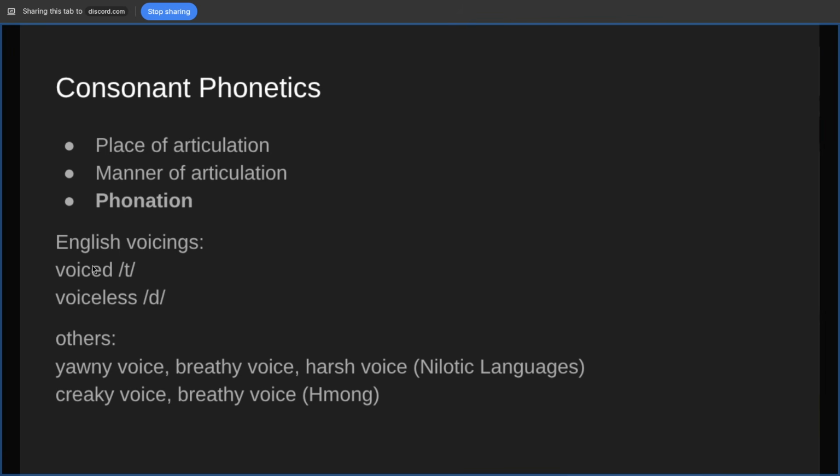Maybe a better example, if you're trying to feel it, would not be a stop, but you can just say s as an S versus z as a Z, and you can feel it vibrating versus not vibrating. Other than the vibration. Yeah, I'd like to nitpick. Yep. Okay. Yeah, go for it.